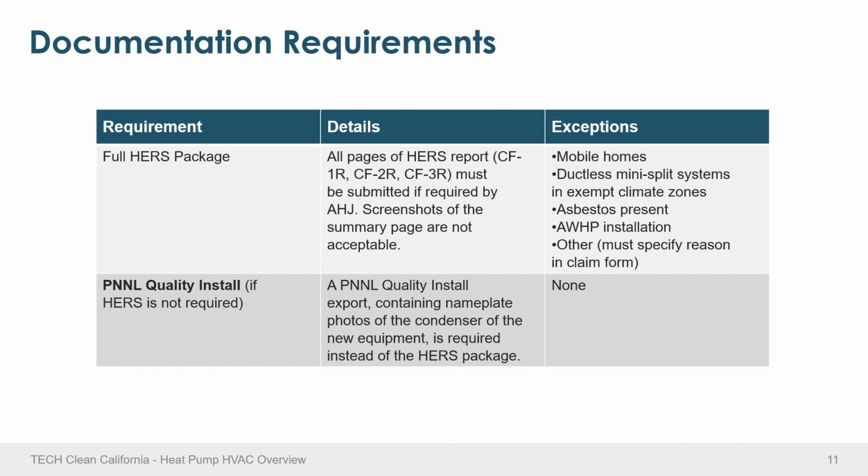Allowable exceptions for not providing a HERS report include: the building is a mobile home, the system is a ductless mini-split system in an exempt climate zone, asbestos is present, the install is an air-to-water heat pump installation, or other. If other, you must input the reason into the IRIS claim field. If the project meets any of the above circumstances and a HERS test is not required, then a PNNL quality install export containing the nameplate photos of the condenser of the new equipment is required in lieu of a HERS package. Please watch the PNNL quality install video for more information.